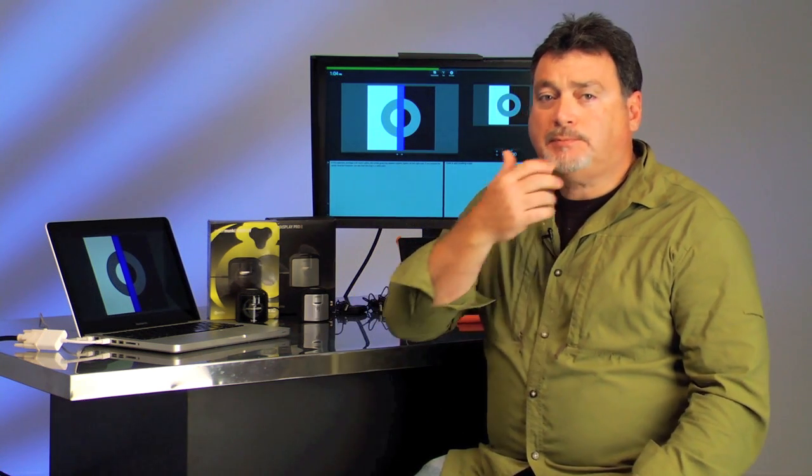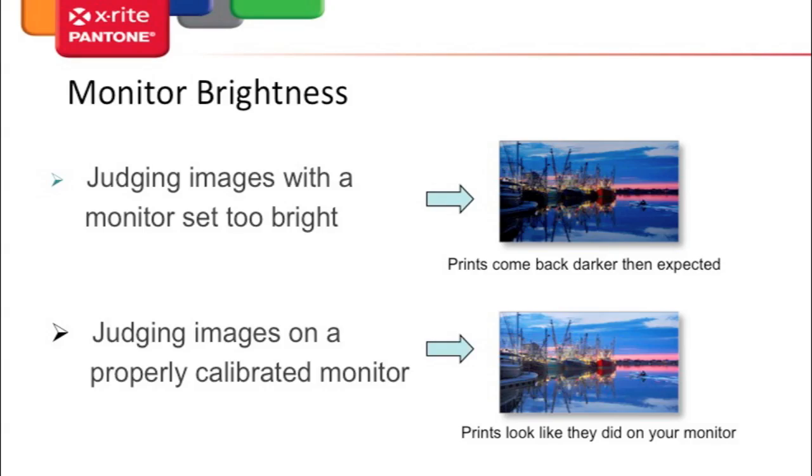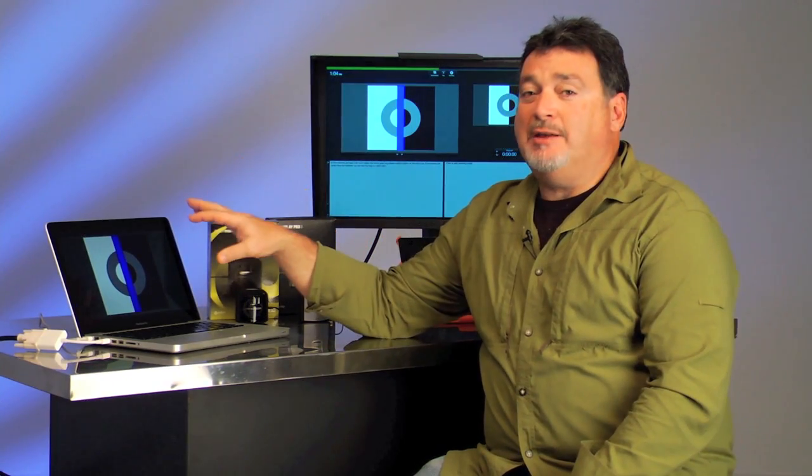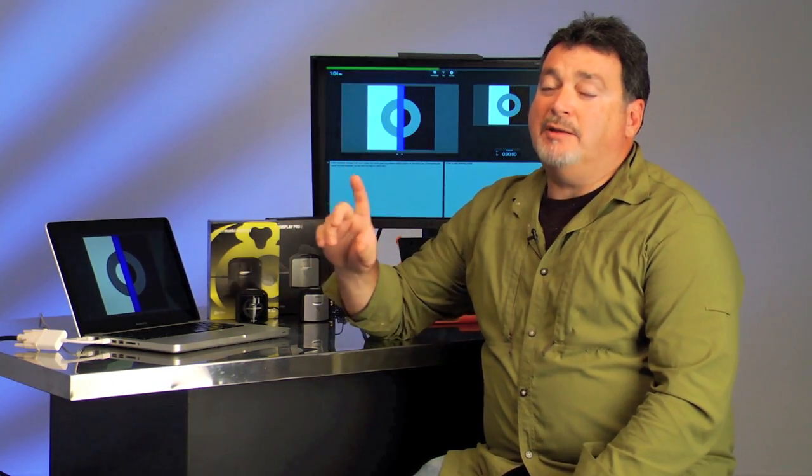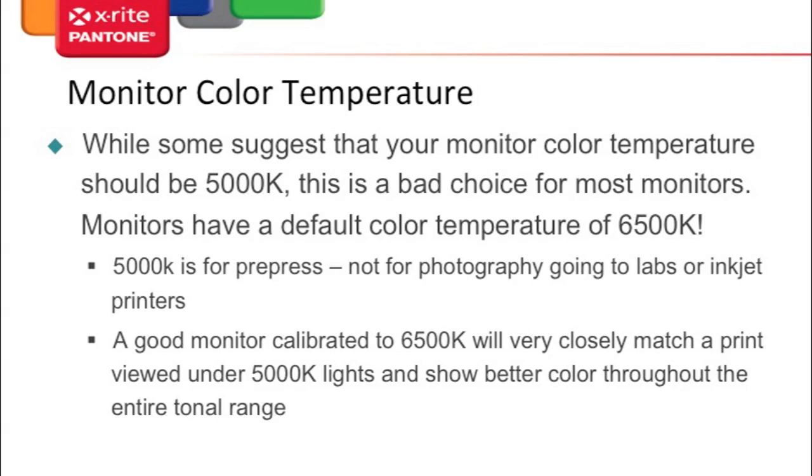Monitor brightness is the single biggest issue that I hear from my friends who send out images and they say, oh, my prints came back too dark. Usually, well, 99% of the time, it's because the monitor is set too bright. If your monitor is set too bright, you're editing the image based on what you see. In reality, the file is dark, so you get a dark print back. If you judge your images on a calibrated monitor, then you're going to get prints back that look like your monitor did. Now, the other important setting when you go through this process is the monitor color temperature.